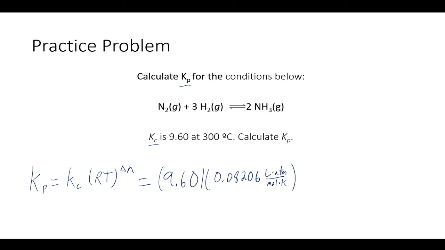We're going to be left with atmospheres because we're talking about Kp, which should be using atmospheres. So now I need the temperature. The temperature should be in Kelvin, right? So I'm going to take this 300 and add 273 to it. You can add 273.15 if you want to be a little more specific, and get 573.15.